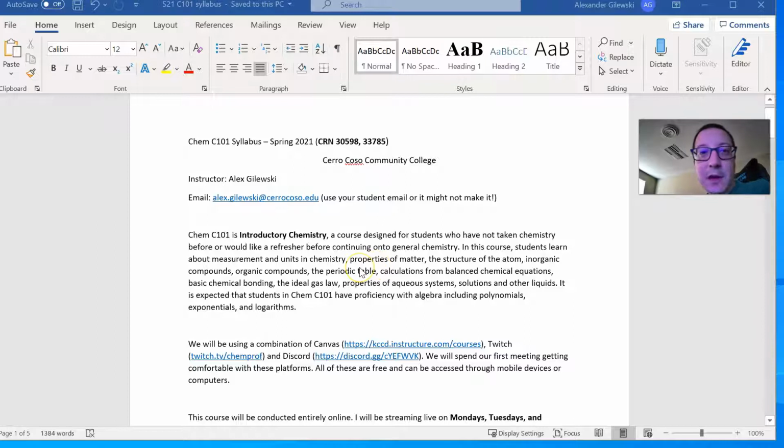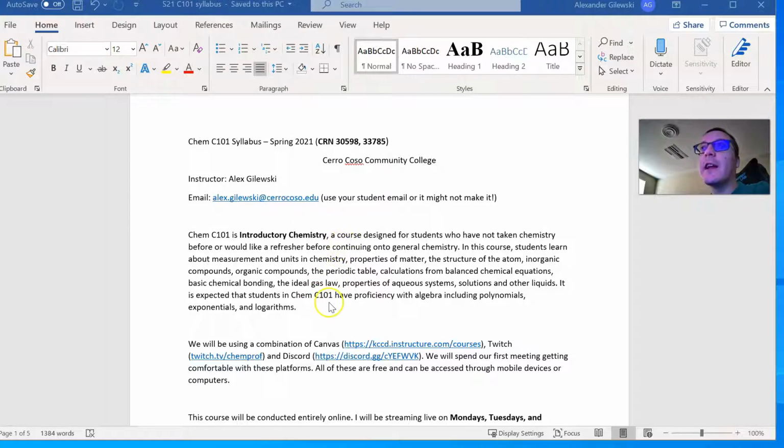This course is Introductory Chemistry. It's designed for people who have never taken chemistry before, or it's been a while, or maybe you did in high school, didn't do so well, or you've just forgotten everything, but you don't want to take Chem 101 or C111 rather right away. So this is the course for you if you're going for that.